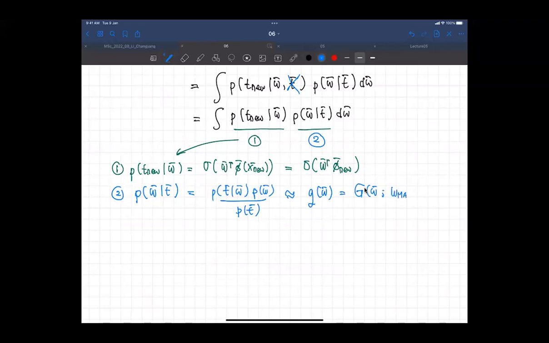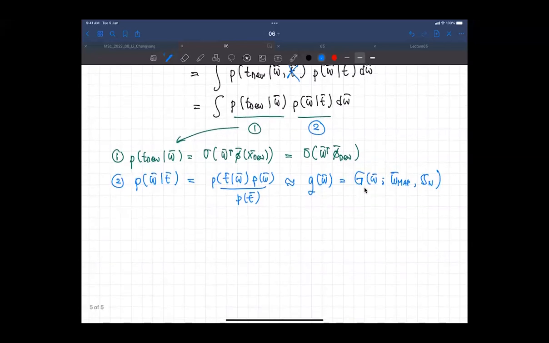W and AP, and S and D. Any questions here, anyone? Okay, now we have to solve this. Look at this one, what function is this? Number 2? Gaussian. It's Gaussian. How about number 1?